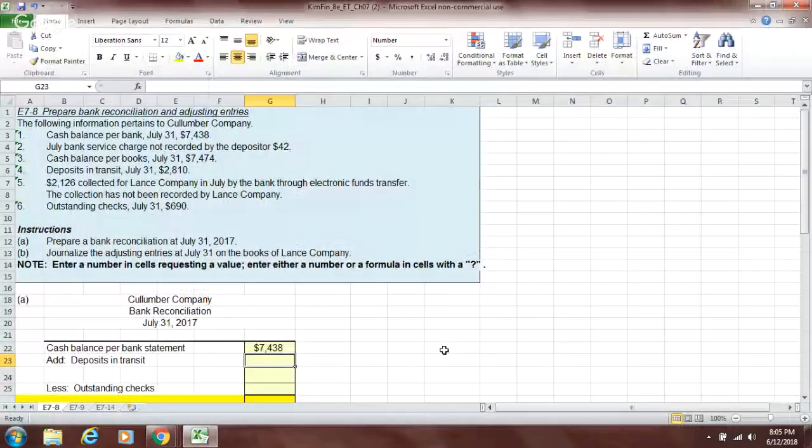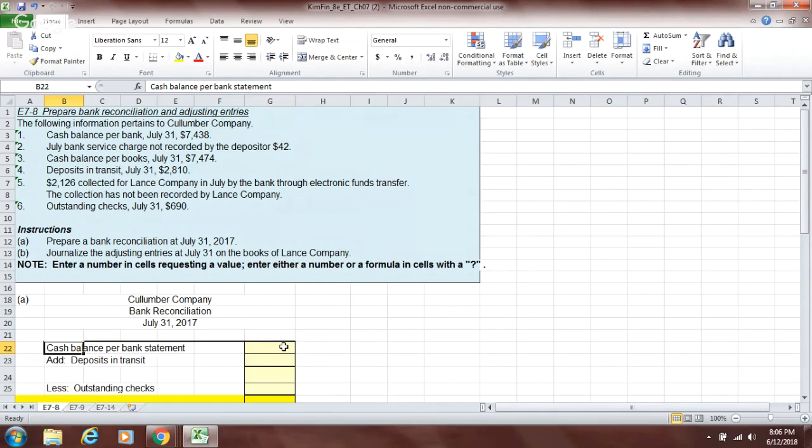I am going to present Chapter 7, Exercise 8. It's about preparing bank reconciliation and adjusting entries. So we have this information here. We have 6 items that we have to state in. And in this bank reconciliation, mostly we have to make sure that the information from our books is the same as the cash presented by the bank.